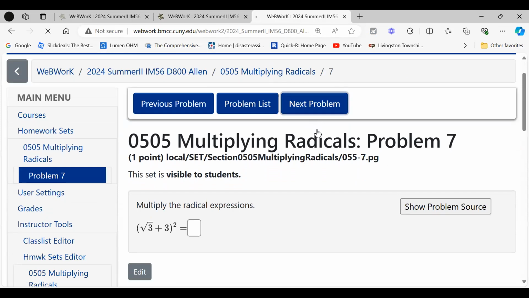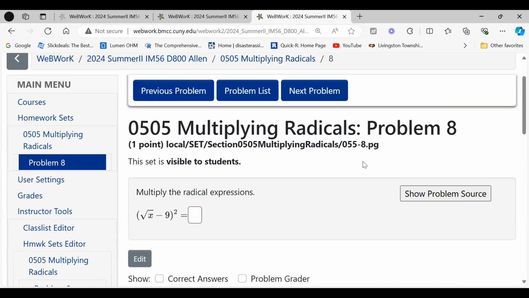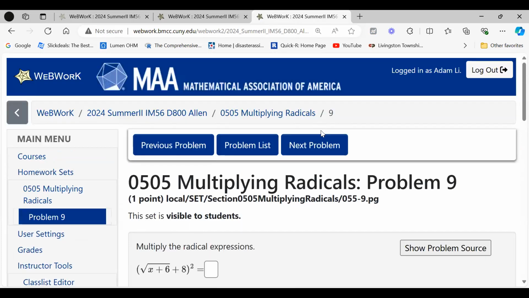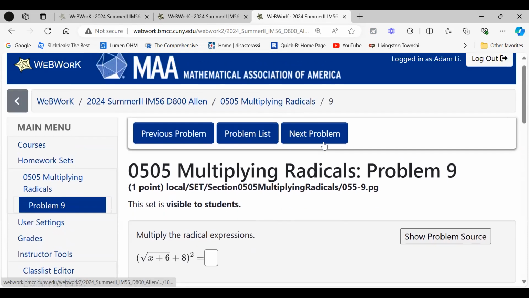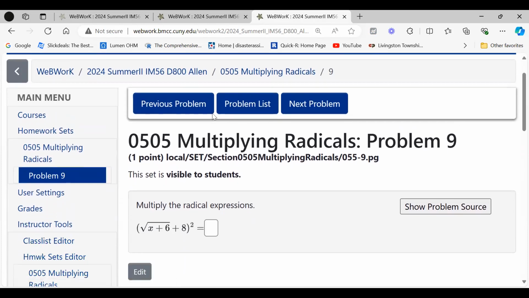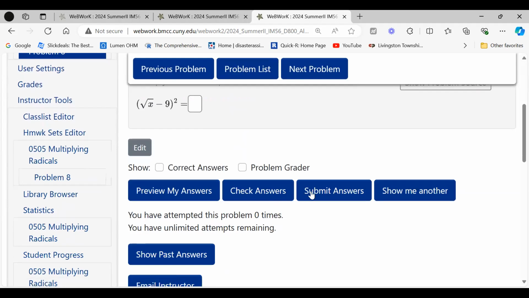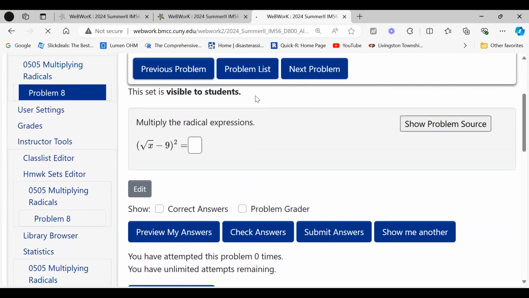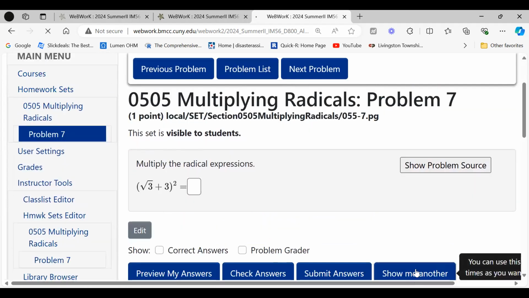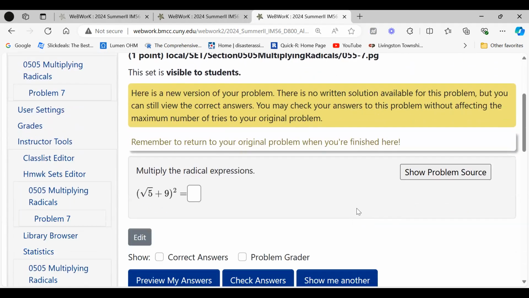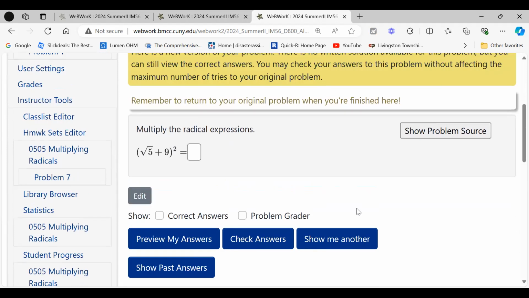So let me see. Difference of two squares. Let's try, we can try one of these. No problem. Let's start with the positive ones. All right, so you guys try this one really quickly.